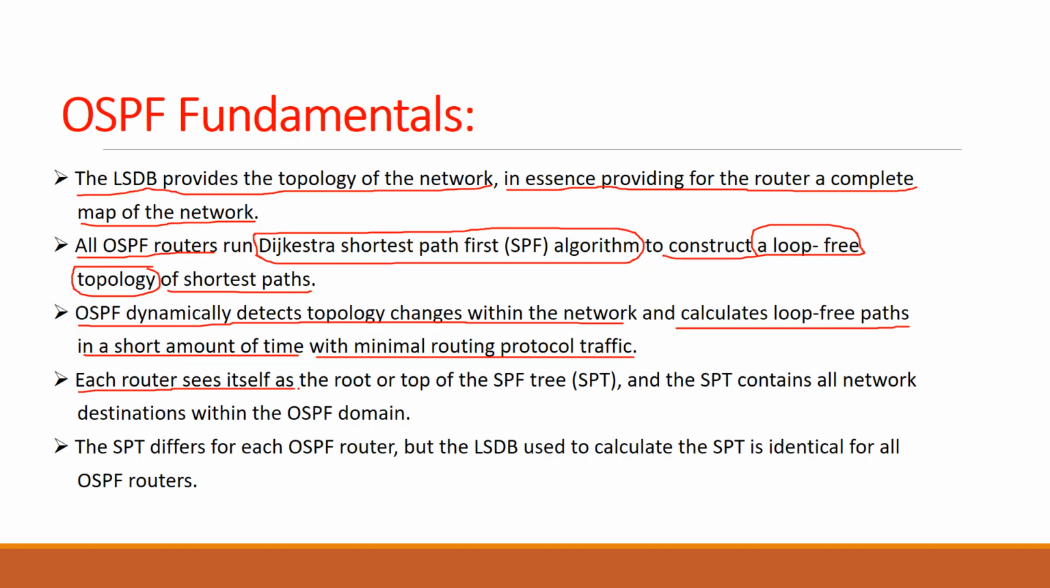Each router sees itself as the root or top of the SPF tree, the shortest path first tree, or SPT. And the SPT contains all network destinations within the OSPF domain. The shortest path first tree differs for each OSPF router, but the link state database used to calculate the shortest path first tree is identical for all OSPF routers.